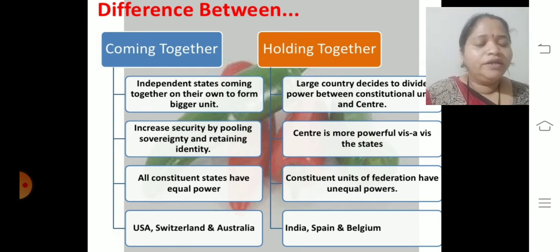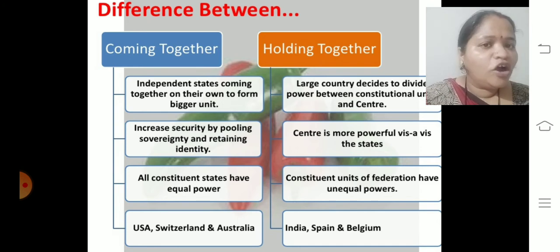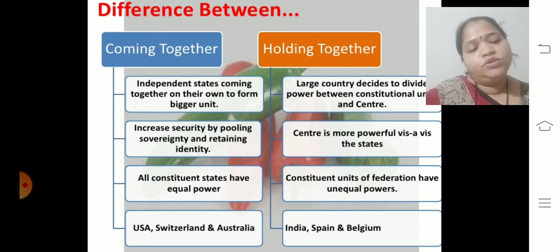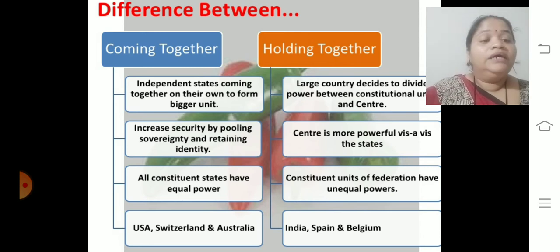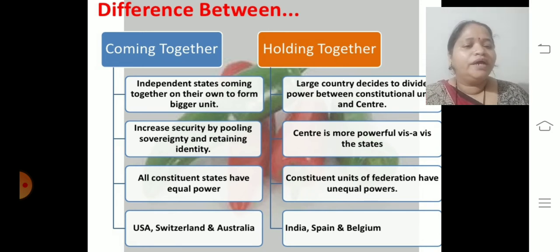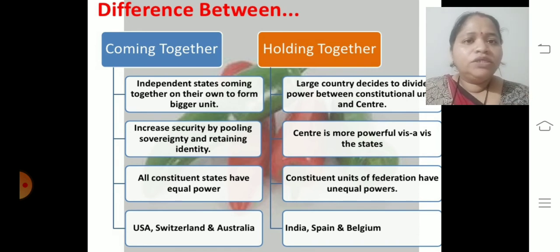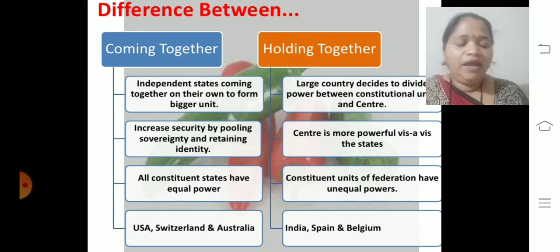We read that in coming together, as in the USA, all states are independent, not answerable to the central government, and power is also equal. But here what we have seen is that unequal power is there, and they are from time to time answerable to the central government also. Our government comes under this holding together. Examples are India, Spain, and even Belgium, which we discussed in the last chapter. Coming together and holding together: now these are two governments which work in different forms.